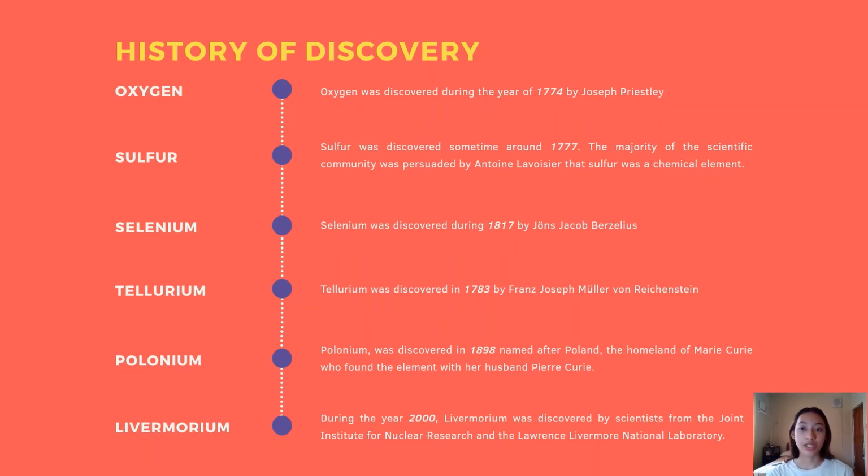Oxygen was discovered during the year of 1774 by an English chemist named Joseph Priestley. Sulfur was discovered sometime around 1777. It was Antoine Lavoisier who persuaded most of the scientific community concerning sulfur. Selenium was discovered by a Swedish chemist, Jöns Jacob Berzelius, in 1817, while tellurium was discovered in 1783 by Franz-Joseph Müller von Reichenstein. In 1898, it was Pierre and Marie Curie who discovered polonium, which was named after Poland, the homeland of Marie Curie.